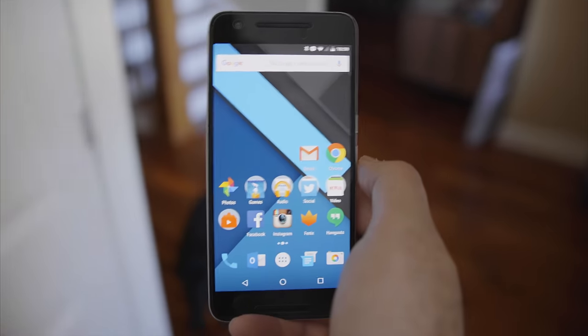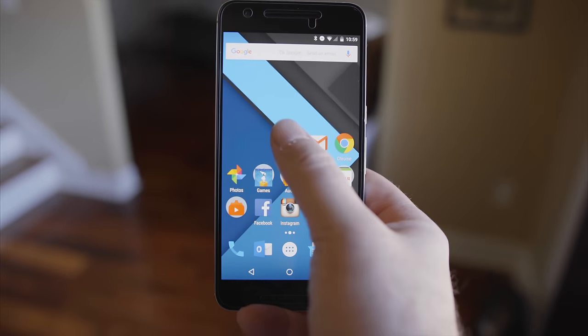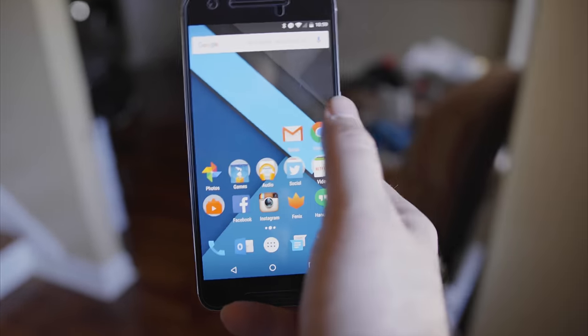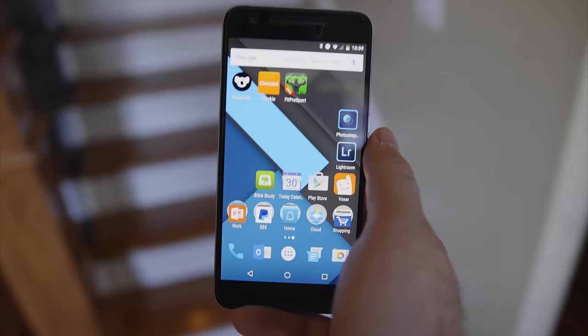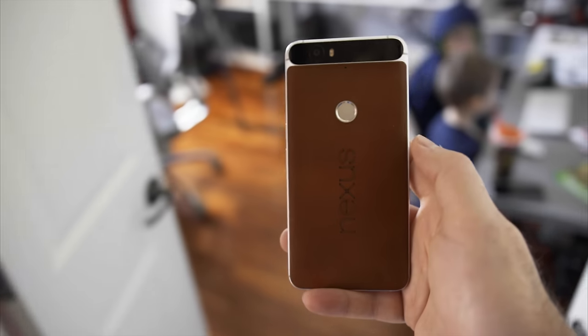Well, that's going to be it for this one. There isn't much negative about the Nexus 6P, but it does have its flaws. And all that being said, it is the best Android phone on the market right now, hands down.